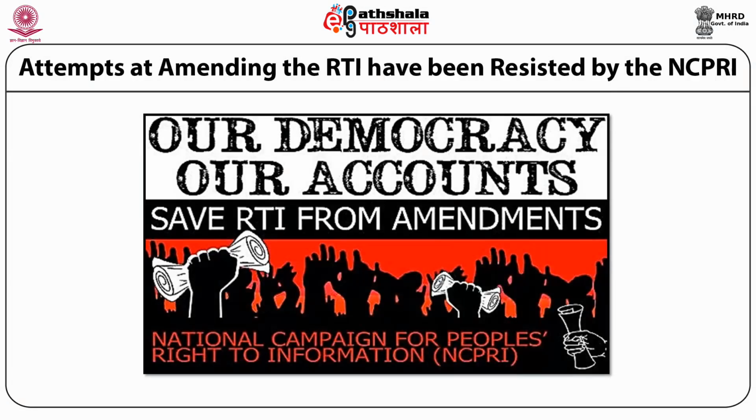You're looking here at a photograph put up by the NCPRI, the National Campaign for the Right to Information, right? And they were talking about attempts here at amending the RTI, and they've been resisted. Basically, the classes that are affected most by the RTI have tried to amend it repeatedly, but have so far been relatively unsuccessful because of the vigilance of various civil society organizations. That brings us to the end of this module.